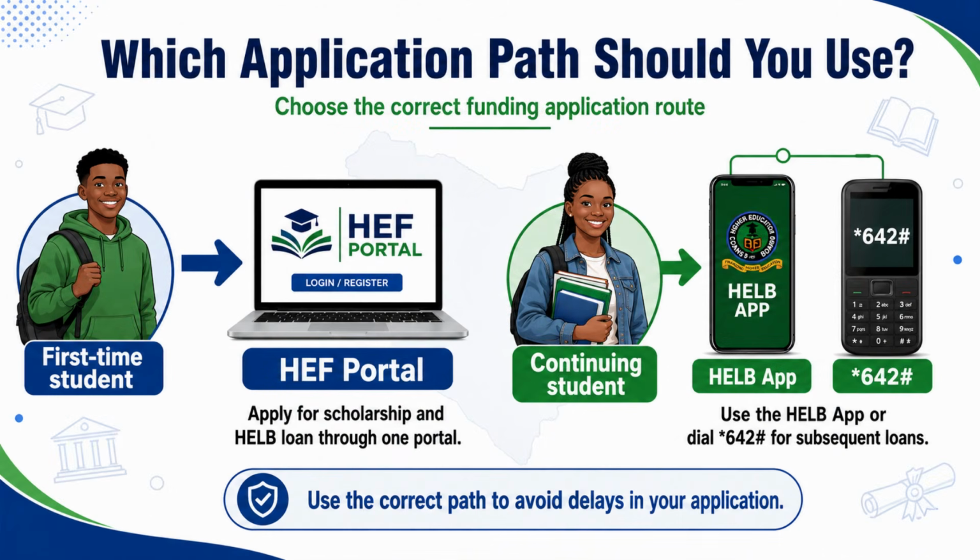Another question I'm going to answer is, who should apply through the HEF Portal? First-time applicants should apply through this portal. This includes students joining universities for the first time. It also includes students who are joining TVET for the first time. So if you are joining a public university or a public TVET institution, you can apply for both scholarship and HELB loan. If you are placed in a private university, you can apply for the government HELB loan, but you may not get the government scholarship.